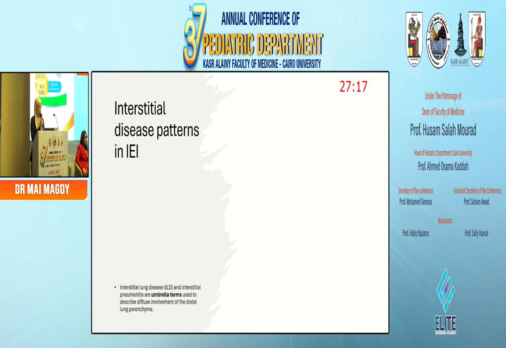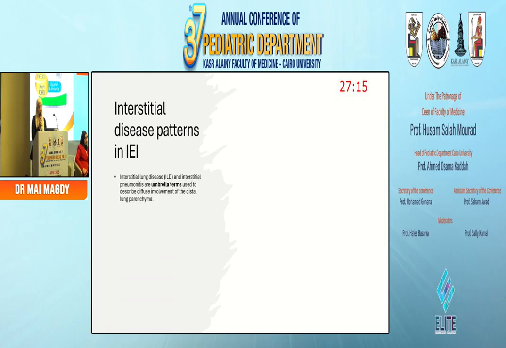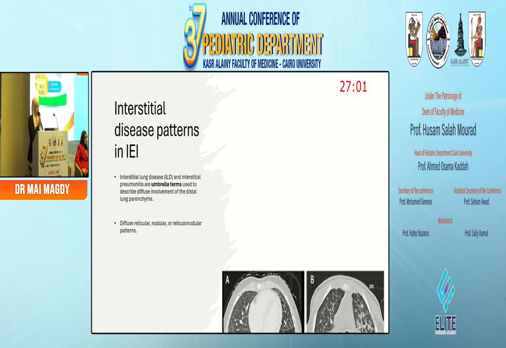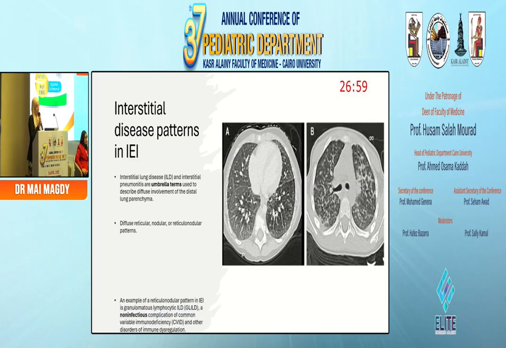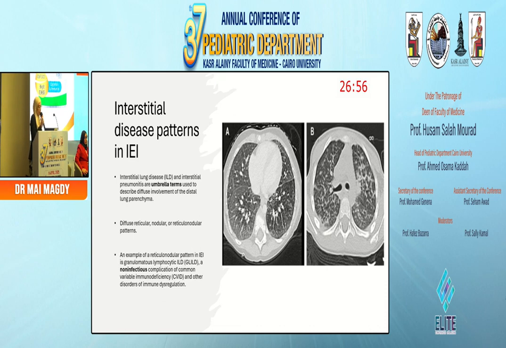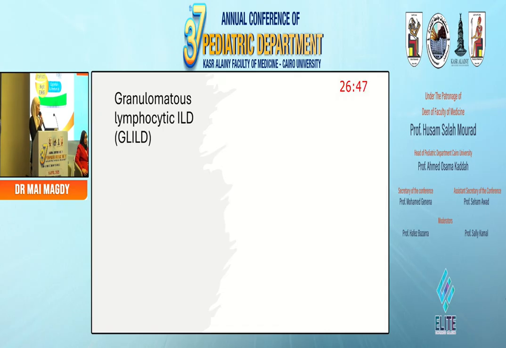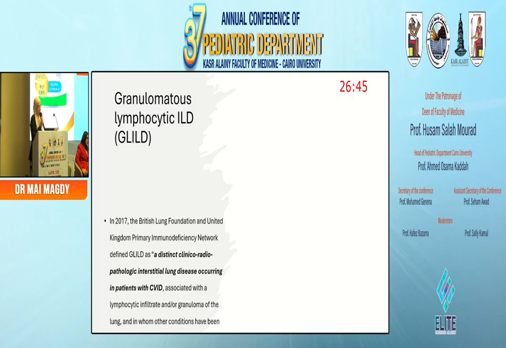Regarding the interstitial pattern, interstitial lung disease and interstitial pneumonitis is an umbrella term that describes the diffuse involvement of the lung parenchyma. It can be reticular, nodular, or reticular-nodular pattern, as you can see here. One of the most important examples of the reticular-nodular pattern in patients with CVID is the granulomatous lymphocytic interstitial lung disease, which is a non-infectious complication in CVID.